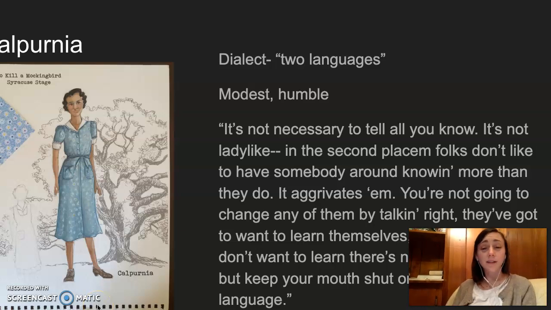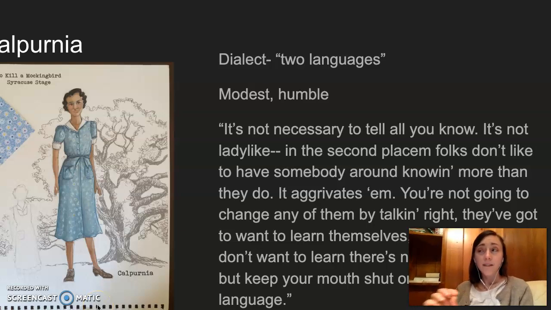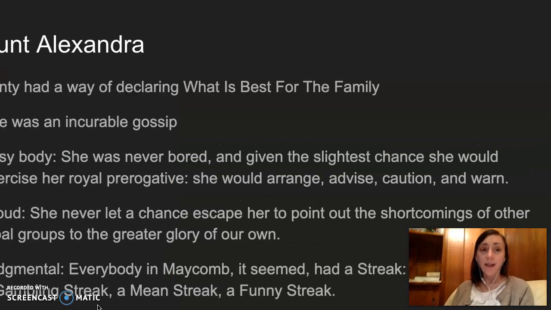So it's important to take this bit of humility and this bit of wisdom and contrast it next with Aunt Alexandra. Aunt Alexandra is described by Scout as having a way of declaring what is best for the family. She gets her way. She's bossy. She was an incurable gossip. She's a busybody. She was never bored, and given the slightest chance, she would exercise her royal prerogative. That was a vocab word, by the way. She would arrange, advise, caution, and warn.